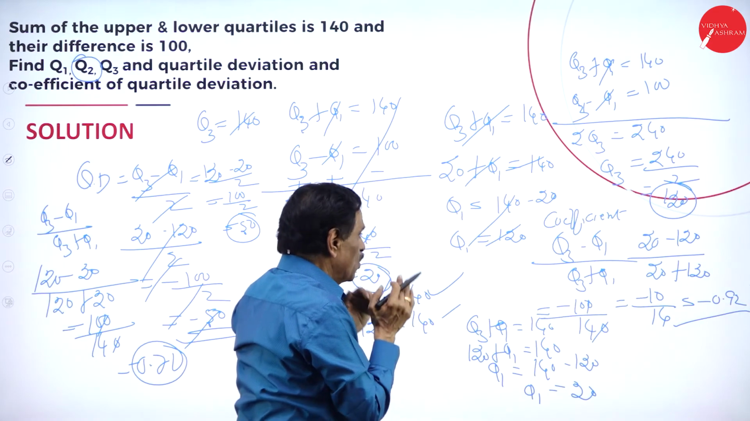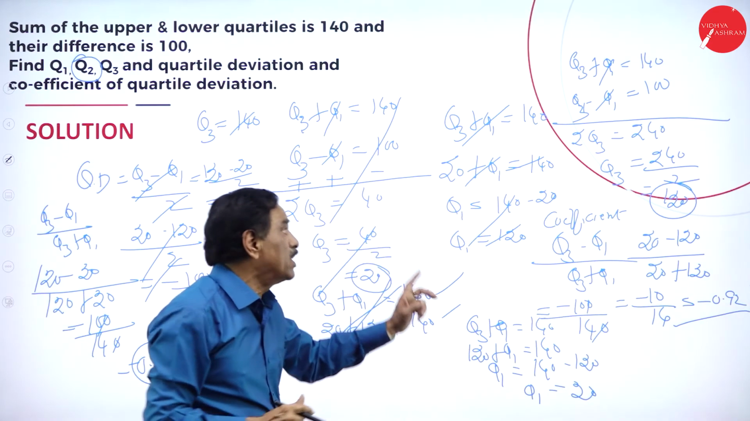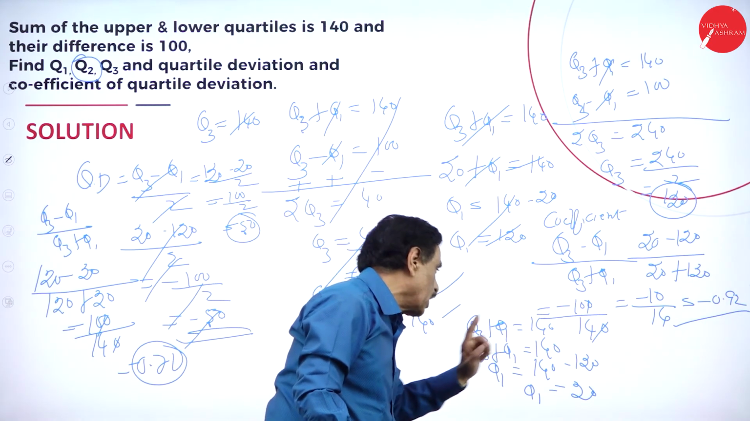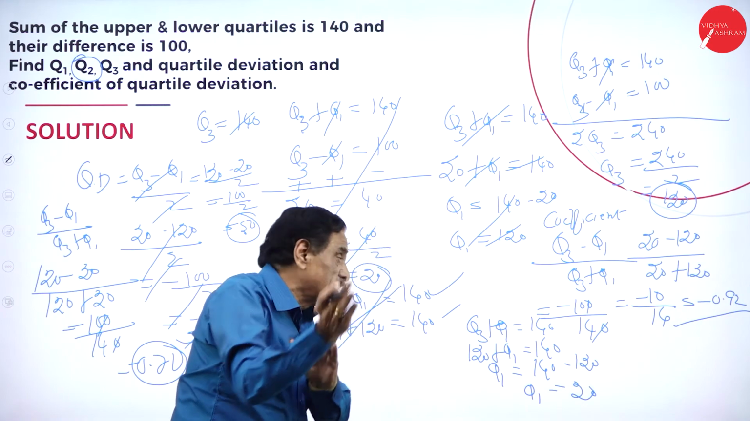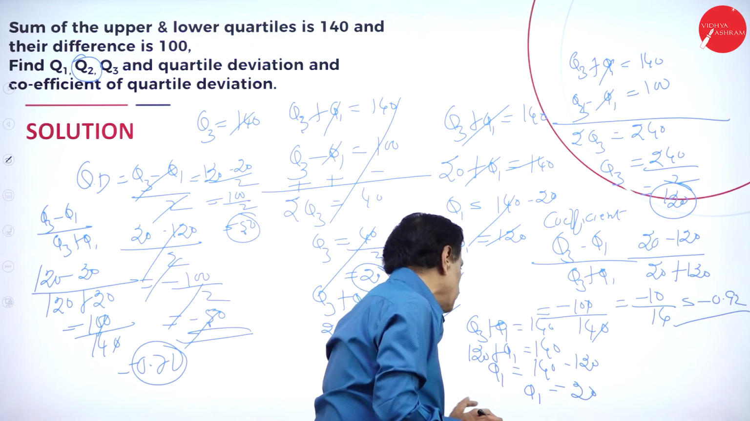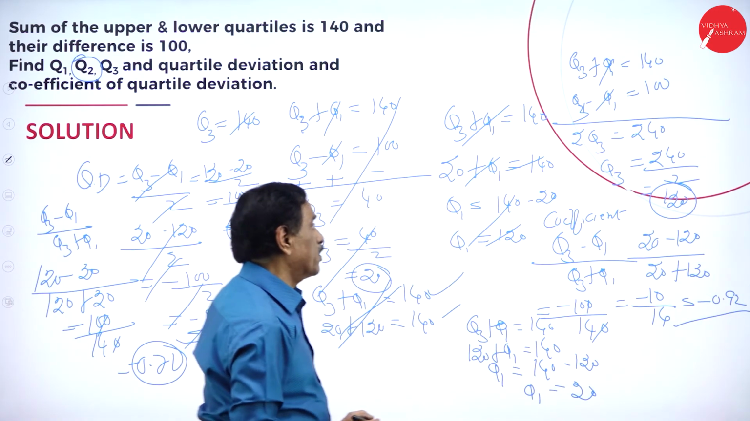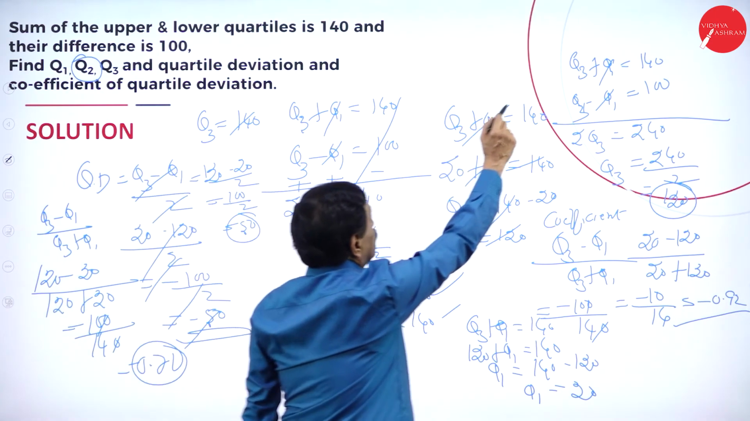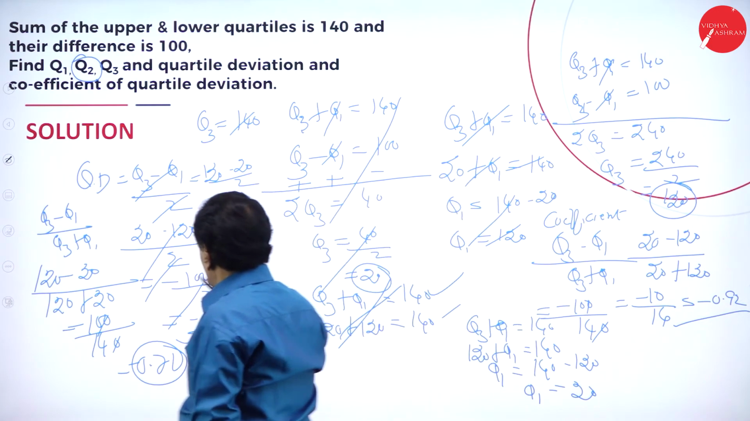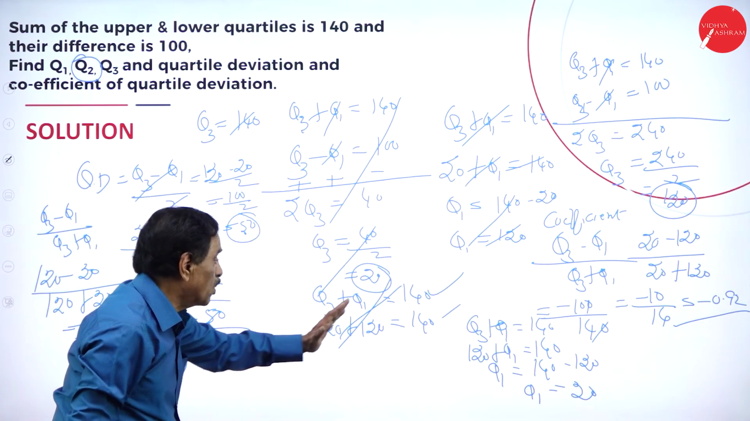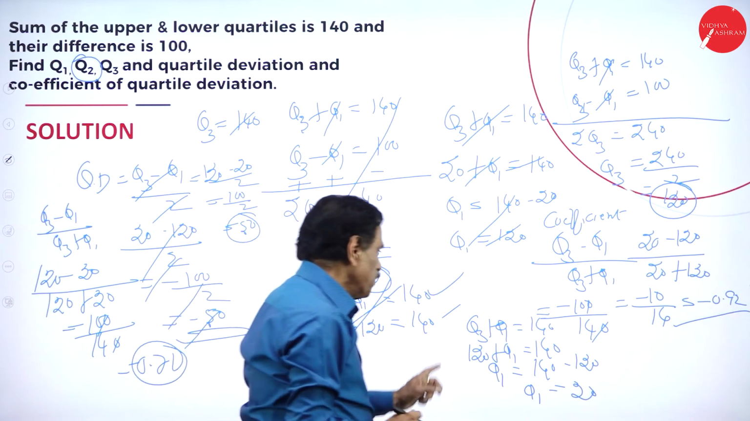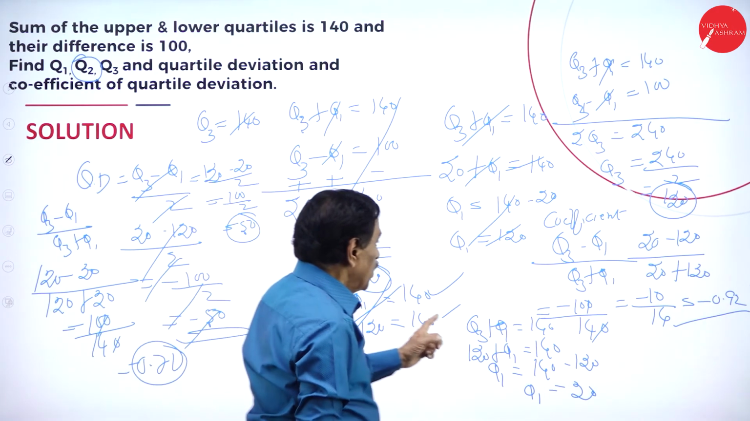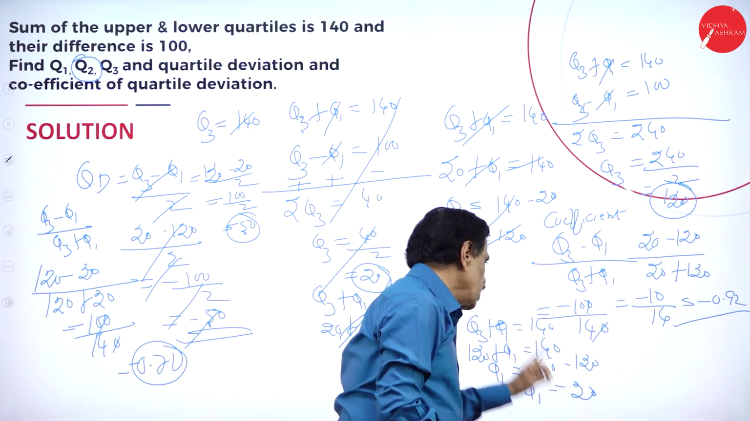You know that Q3 plus Q1 is 140. What's your Q3? 120 plus Q1 is 140. You take 120 to that side. Q1 is equal to 140 minus 120, which is 20. That is your Q1. Then application: Q3 plus Q1 is equal to 140. You know that Q3 you have already found out, and Q1 you are going to find out.